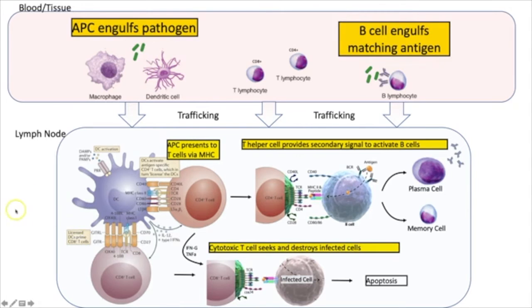MHC class I's job is to present internal antigens on the surface. But what's weird is these internal antigens from the dendritic cell, those aren't like self-antigens. They're foreign antigens that came from outside of the dendritic cell, and it's presenting it on MHC class I. That's weird. It should just be presenting self-antigens, or if it's infected with a virus. And so that's called cross-presentation.